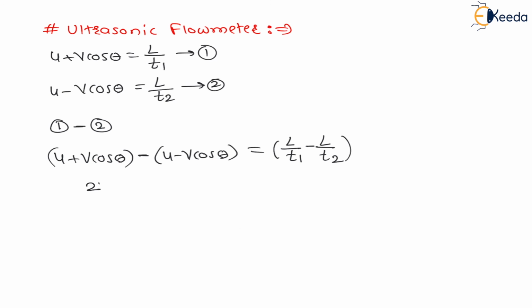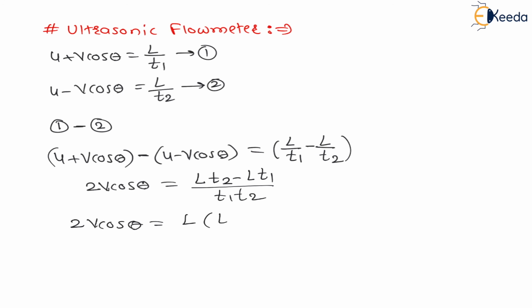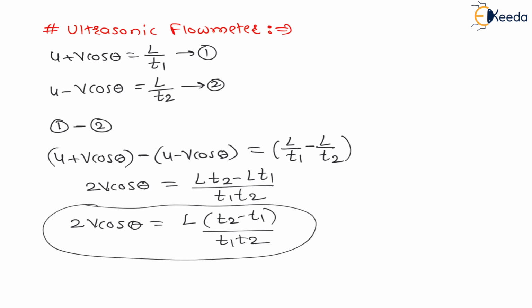Therefore the left side will become 2v cos theta is equal to L divided by... See my dear students, if I cross multiply here, then what will I get? L t2 minus L t1 divided by t1 t2. Therefore my dear students, 2v cos theta is equal to L in bracket t2 minus t1 divided by t1 t2. So from this let us simplify for v. So here I will calculate now v.